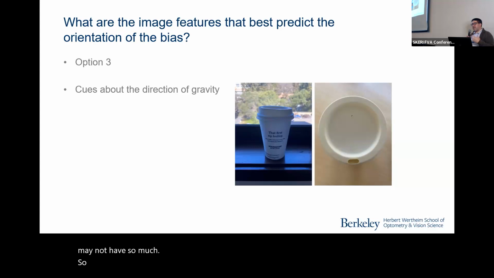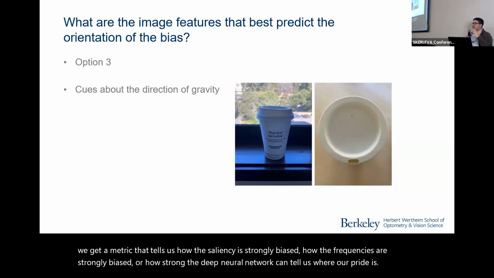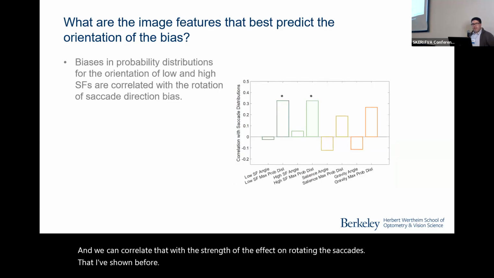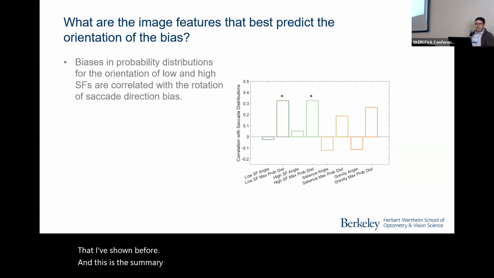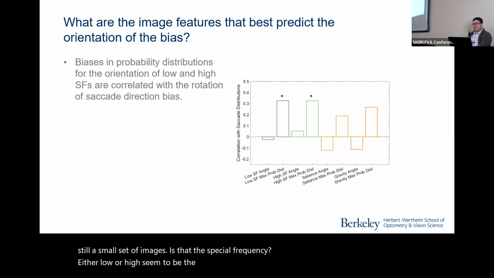So with these 3 options, we are going to do essentially the same analysis. With all of them, we get a metric that tells us how strongly biased the saliency is, how strongly biased the frequencies are, or how strongly the deep neural network can tell us where upright is. And we can correlate that with the strength of the effect on rotating the saccades that I showed before. And this is the summary of the result. What we can see, at least preliminary, because this is still a small set of images, is that the spatial frequency, either low or high, seems to be the strongest contributor to this effect.